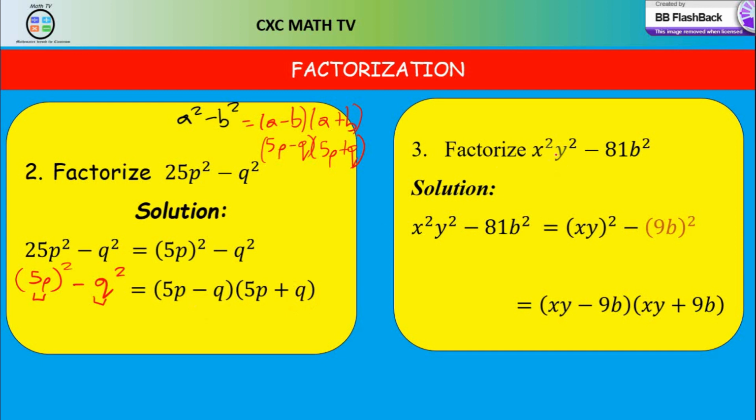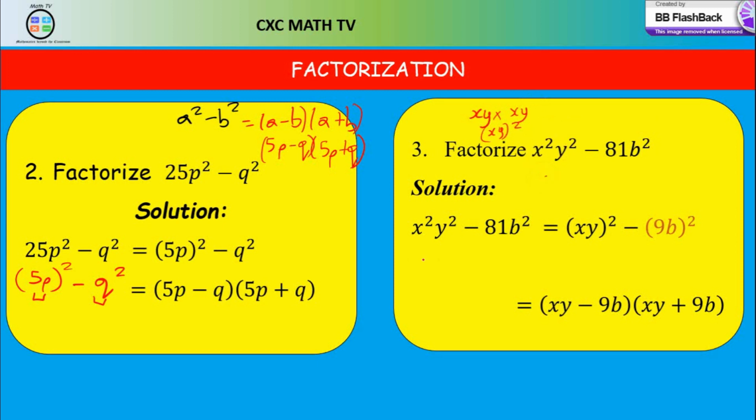Over here now, this question: x squared y squared minus 81b squared. First thing we realize is that x squared y squared is the same as x times y times x times y, because x times x gives you the x squared and y times y gives you the y squared. So this is really (x times y) all squared.